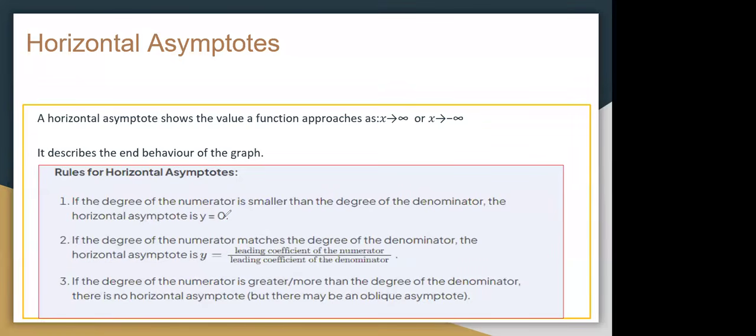So for the first one here, like I've said, as long as the numerator's degree is smaller, then our y will equal 0.